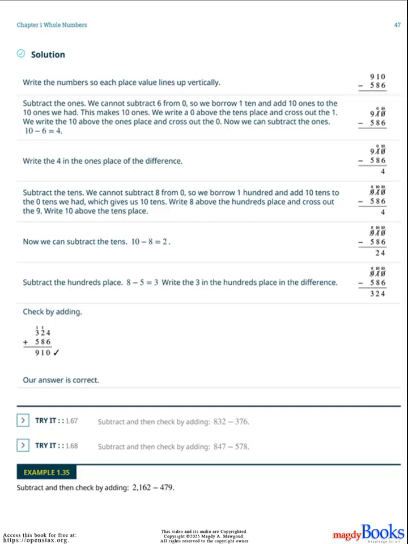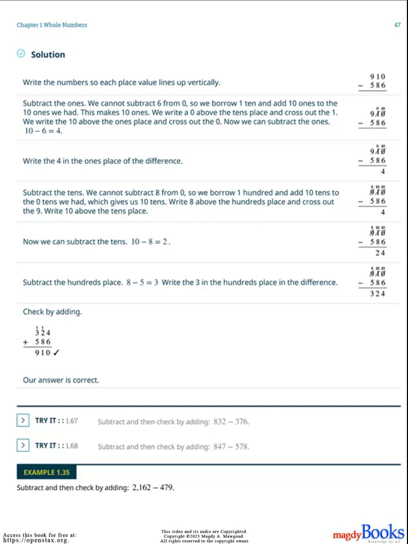2.3. Subtract the hundreds place. 8 minus 5 equals 3. Write the 3 in the hundreds place in the difference. The result is 324. 3. Check by adding. 324 plus 586 equals 910. Checkmark. Our answer is correct.